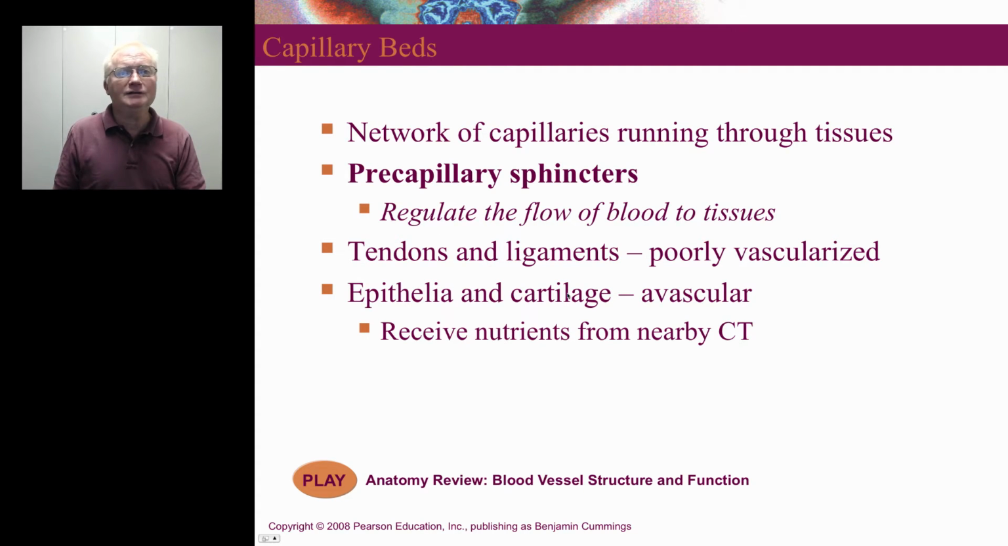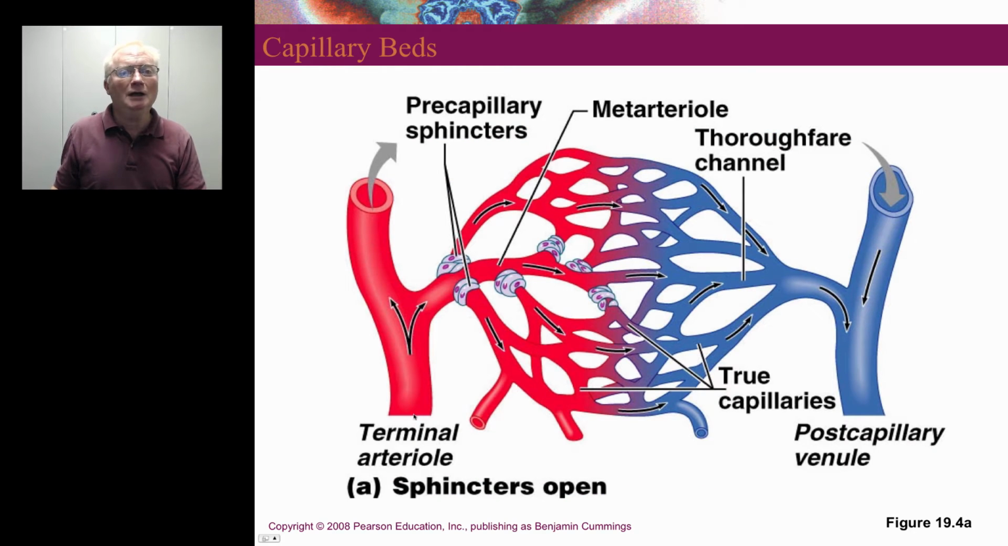Tendons and ligaments are poorly vascularized. Epithelium and cartilage, I mentioned, are completely avascular, and they receive their nutrients from the blood vessels in the nearby connective tissue. Here's a picture showing a terminal arteriole breaking up into a precapillary. The precapillary has smooth muscle surrounding it and can regulate the local blood flow by constricting or relaxing. The capillaries form a network, large in number but small in size, and downstream they coalesce into venules that collect the blood from the tissues.